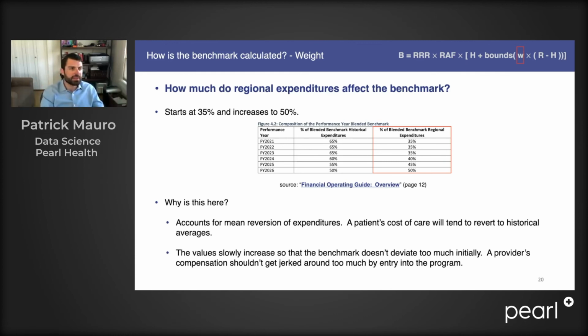It starts low because they don't want to do this too dramatically at first. So they're just slowly blending it in. Again, the benchmark is primarily derived from your historical cost of care. And so by starting W at 0.35 and slowly increasing it, it allows the benchmark to primarily be derived from your historical cost of care and slowly incorporate this efficiency term more and more.